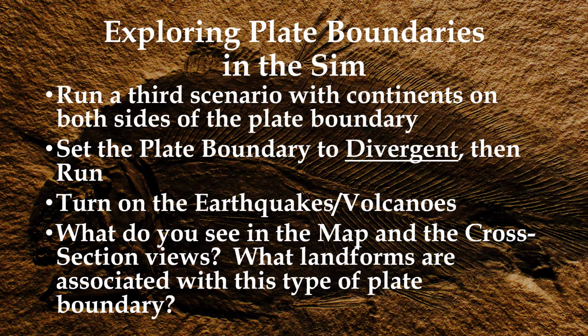So right now, go ahead and run the scenario a third time with again having continents on both sides of the plate boundary, and set the plate boundary to divergent. This time I want you to make sure that you have turned on the earthquake and volcanoes section. As you do so, pay attention to what you see in both the map and the cross-section views. What landforms are associated with this type of plate boundary? Pause this video and go ahead and run the simulation.